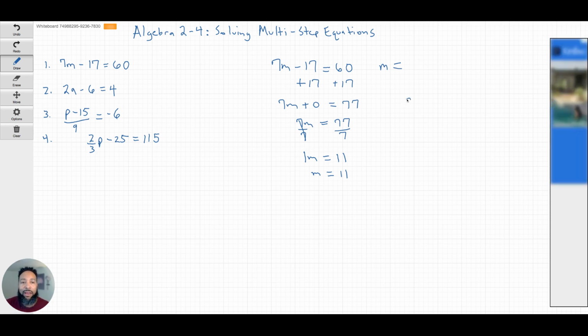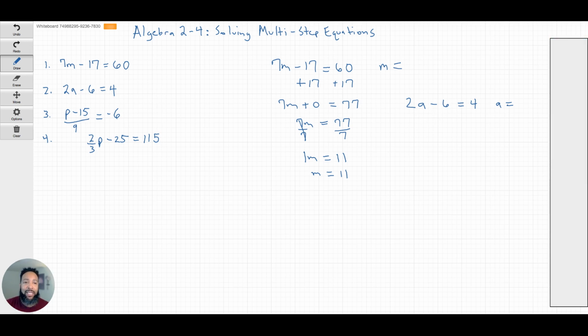So now we have 2a minus 6 equals 4. Remember, we want to get the variable by itself. We want it to look like a equals. So we want to pull everything away from the a. We want to start from the outside and work our way in. We see that the 2 is attached to the a, so we don't want to deal with that just yet. But there's a minus 6 that's away from it. So in order to get rid of the minus 6, we're going to add 6 to both sides.